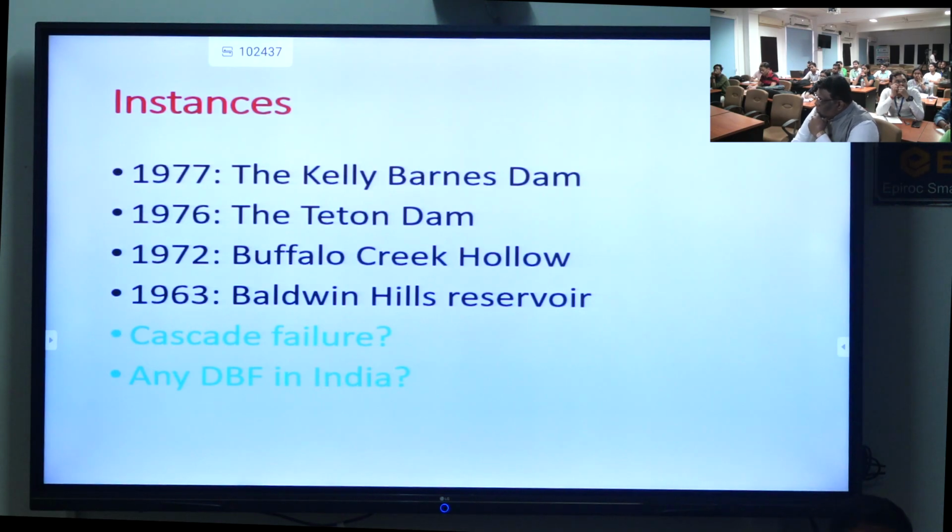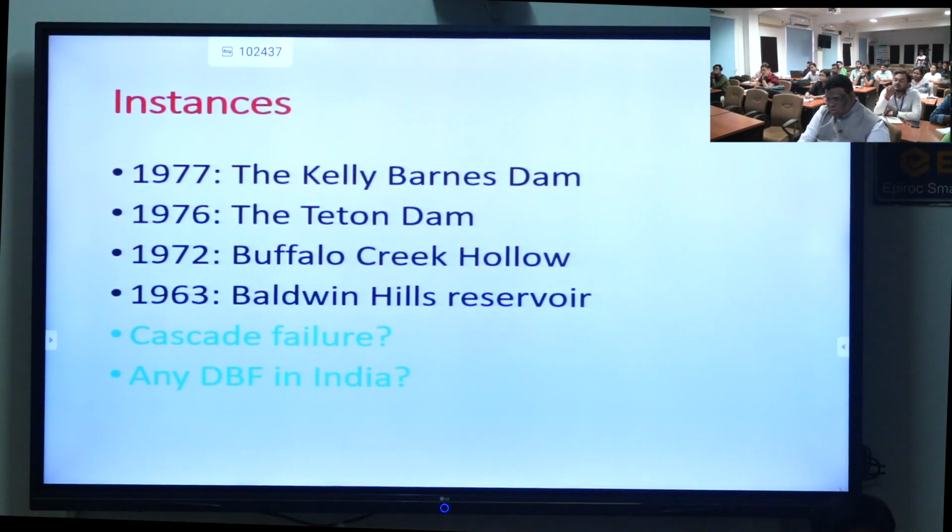And I would also like to mention something called the cascade failure. In a river you may have a series of dams. Okay. One dam breaks, the flood wave goes and hits the second dam, it may break. So in Italy there was once a case where 7 dams failed. Okay. This is called a cascade failure. Any dam break flow in India? If you see history, Machchu in 1979 in Gujarat. If you also search newspapers or Google, in 2023 there was an incident. There was a dam break.